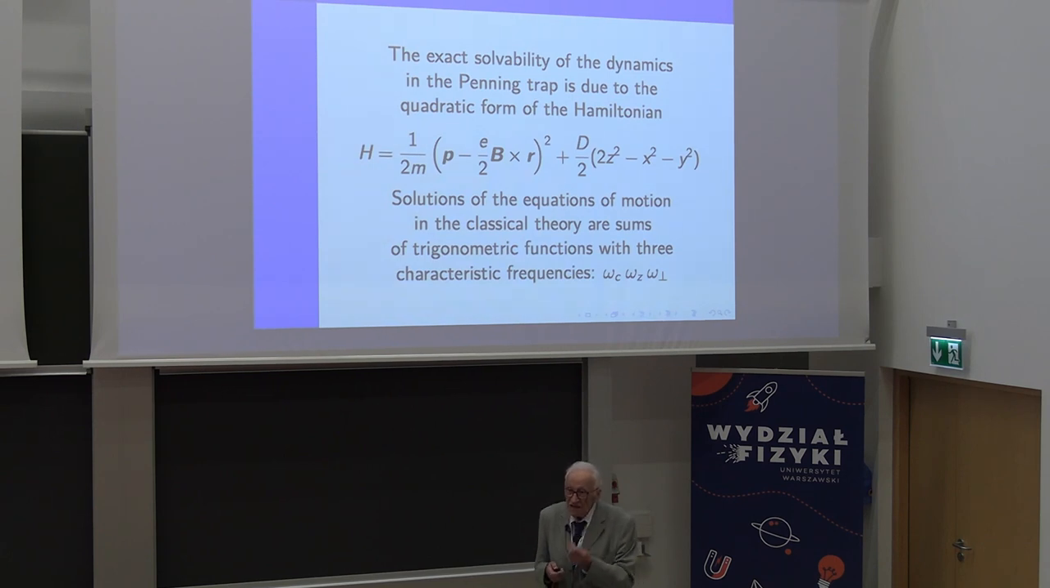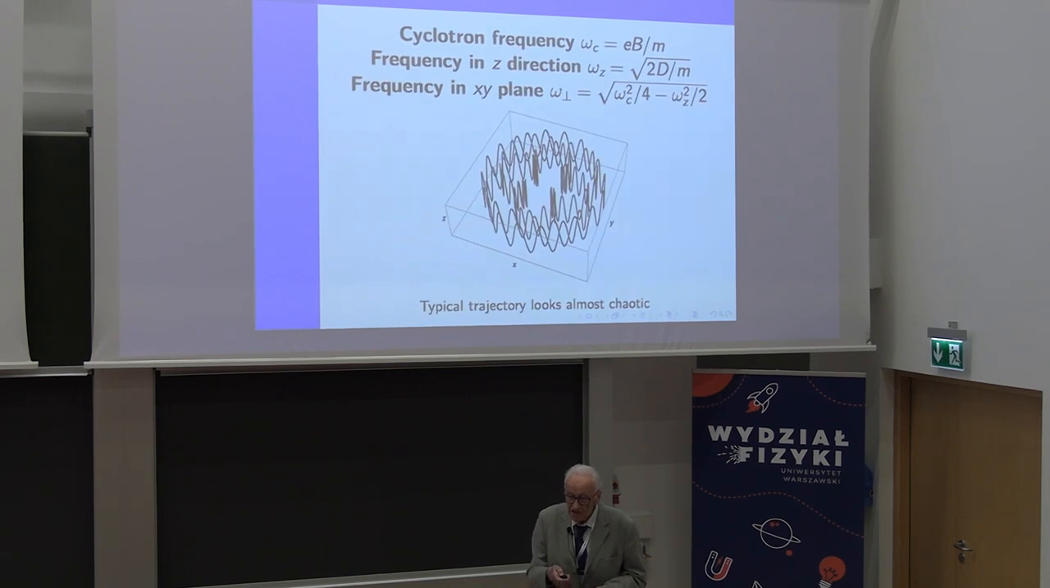And this classical description does not correspond to the quantum description, because in the quantum description, this is the classical description. This is the trajectory, almost chaotic, because there are three frequencies. And if they are not commensurate, then this is not a periodic system.